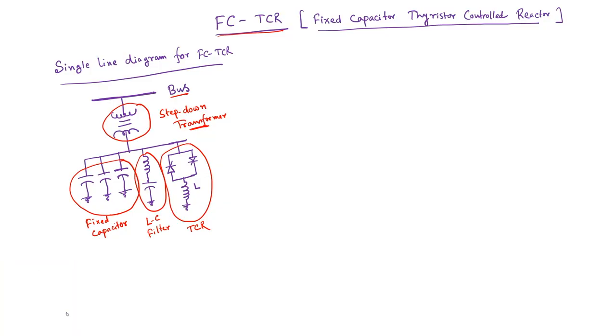Now, what is to be done? We need to model this type of FC-TCR appropriately, and then our goal would be to draw the operating characteristic or control characteristics of this FC-TCR, so that we could understand the difference between the basic operation of only TCR and FC-TCR. Now, here some important notes: fixed capacitor.